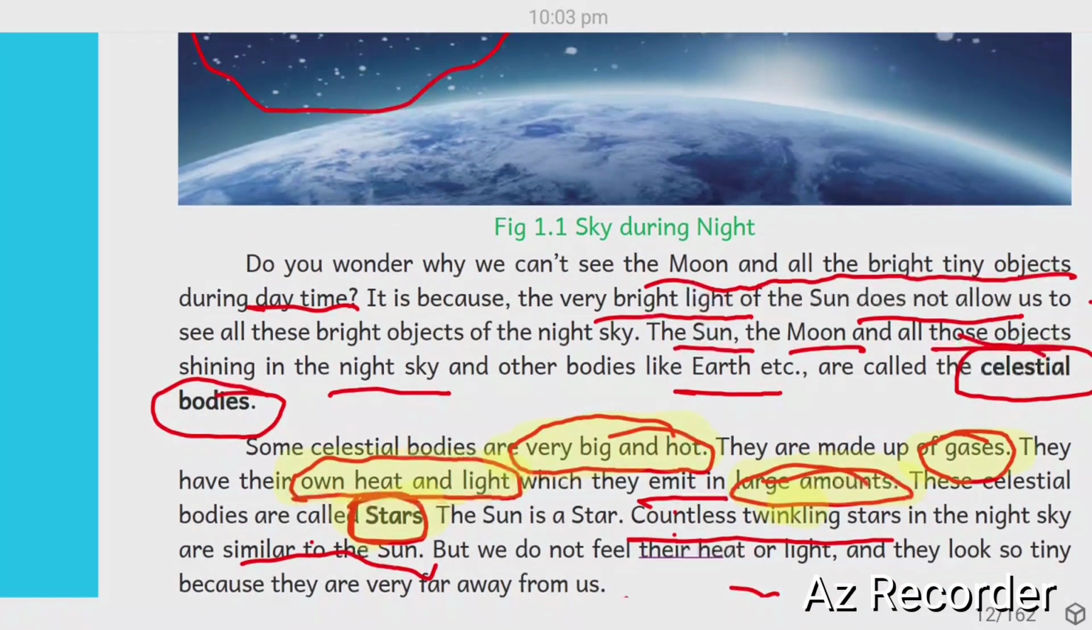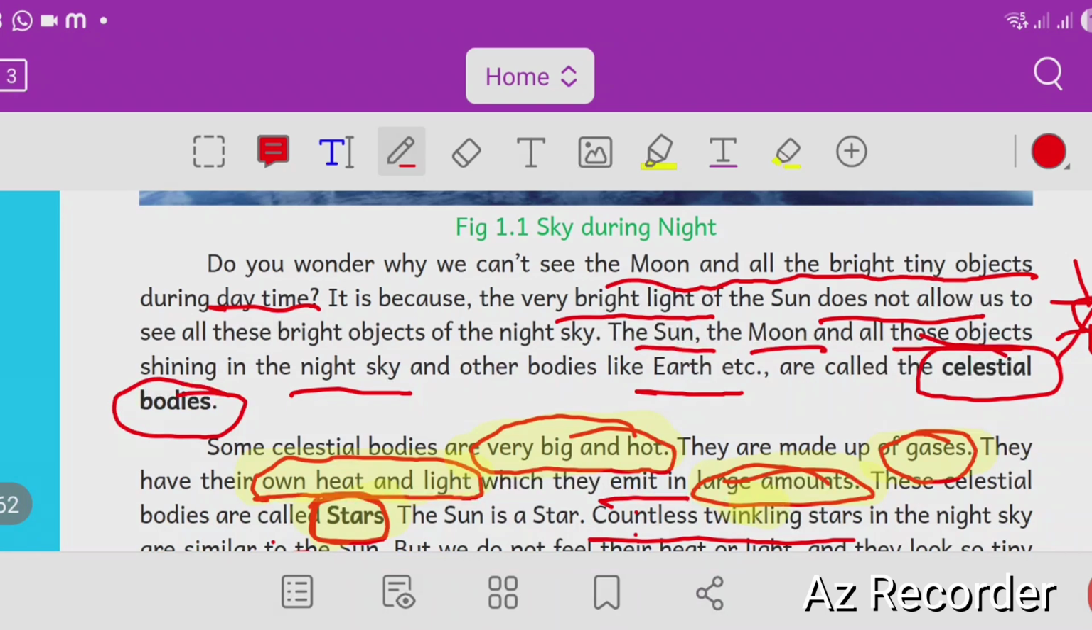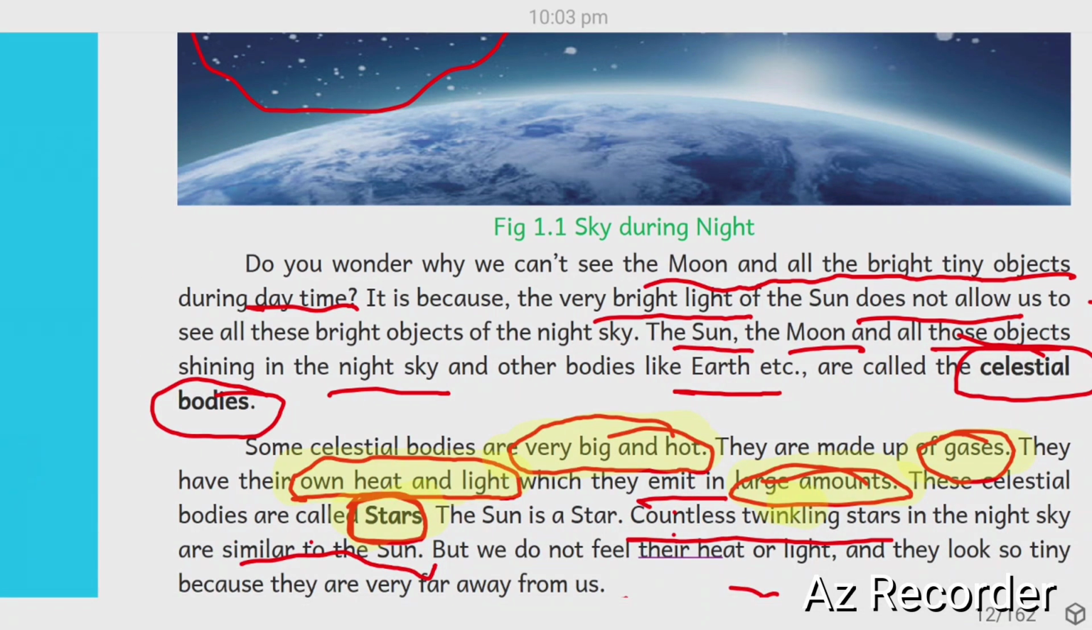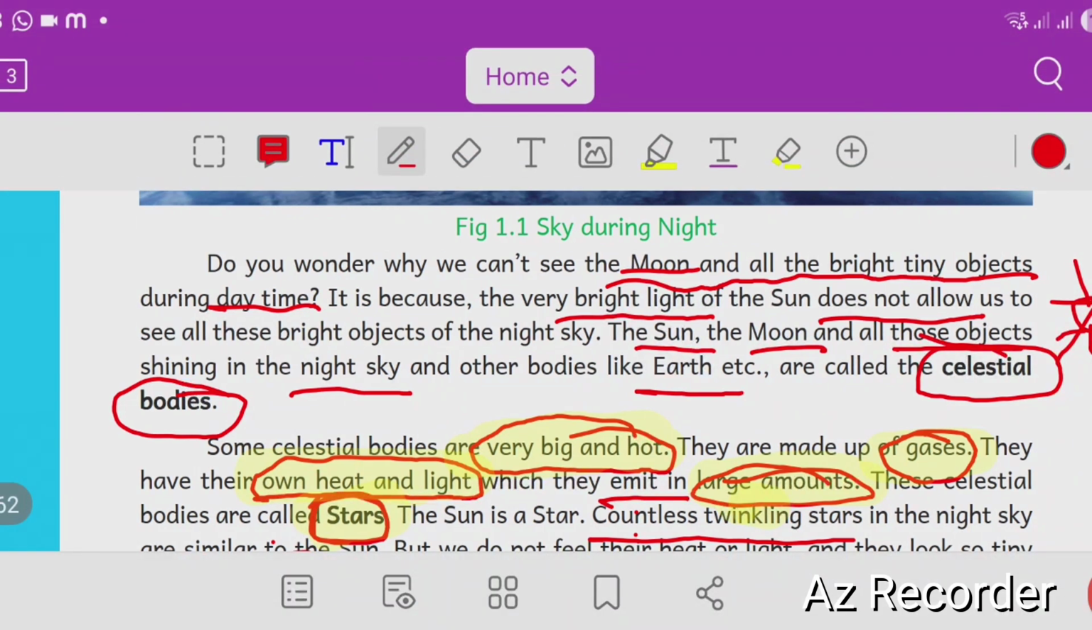We know the moon and all other objects which we can see in the sky, generally they are called the tiny objects in the sky, the moon, etc. All these are called celestial bodies. For example, even the sun, earth, asteroids, etc. All these are called celestial bodies.